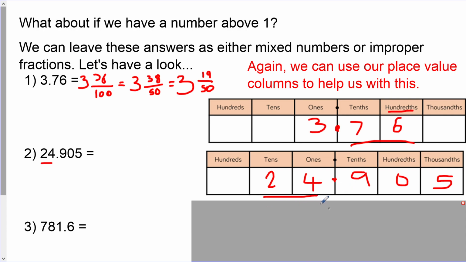Again, before the decimal point tells us the number of wholes we've got, so we've got 24 wholes. And after the decimal point, now we can see it's really easy, we have 905 thousandths. So we've got 24 wholes and 905 thousandths.